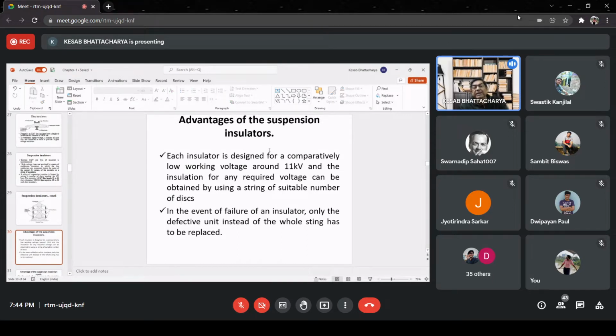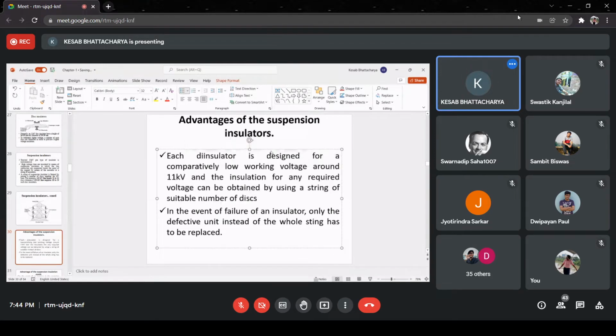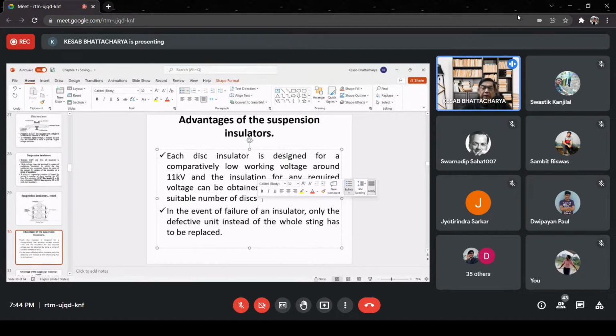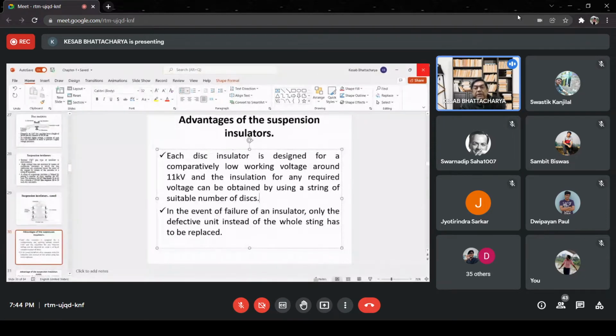Now, the first point, as it says, is that each insulator, and here insulator means each disc insulator, is designed for a comparatively low voltage or low working potential of the order of 11 kV or so, and the insulation for any required voltage can be obtained by using a string of a suitable number of discs.